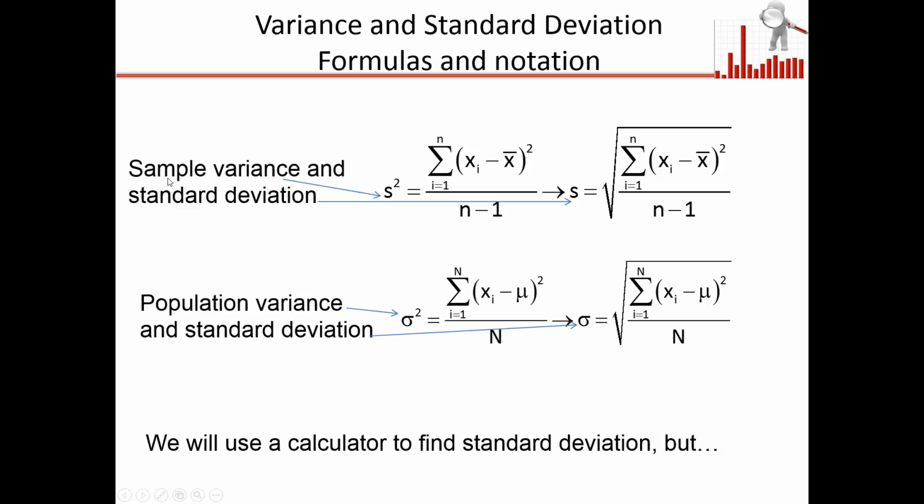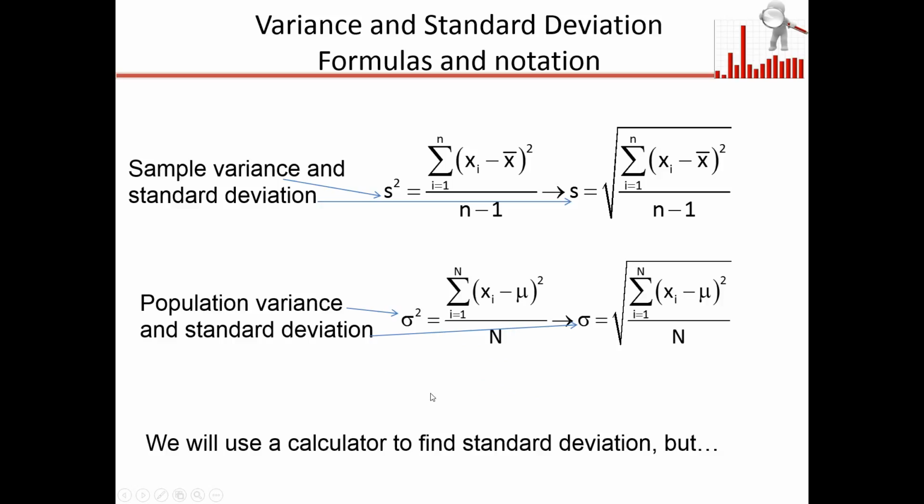So the notation for the sample variance and population variance is different. For the sample variance and standard deviation, a lowercase s is used, and for the population variance, the Greek letter lowercase sigma is used. The standard deviation is just the square root of the variance. So here's the variance calculation for a sample, and the standard deviation calculation for the sample is the square root of the variance. And similarly for the population variance.